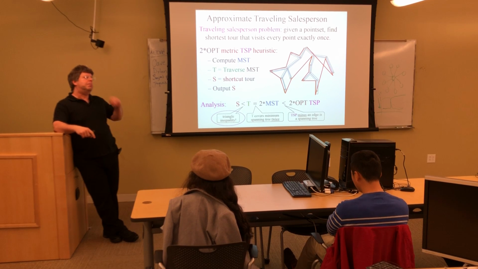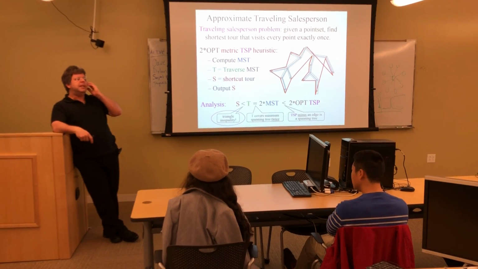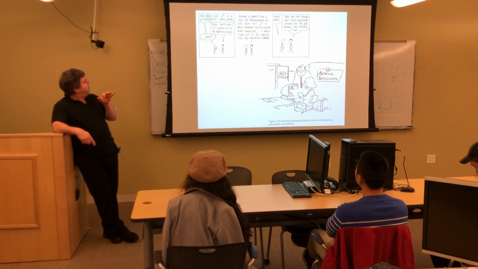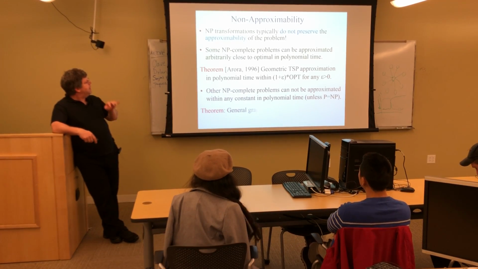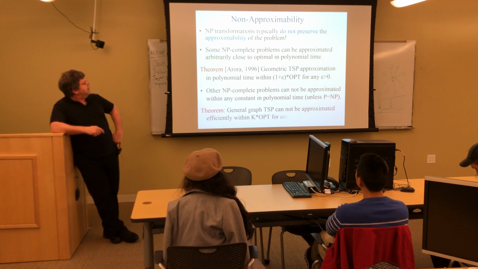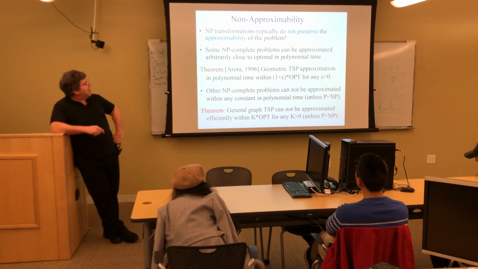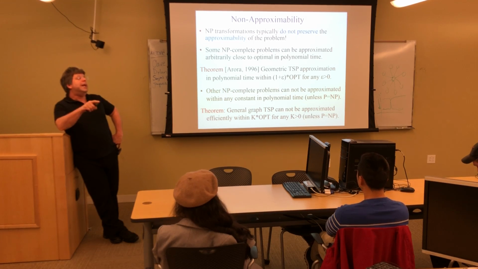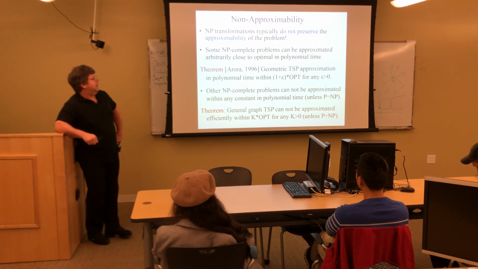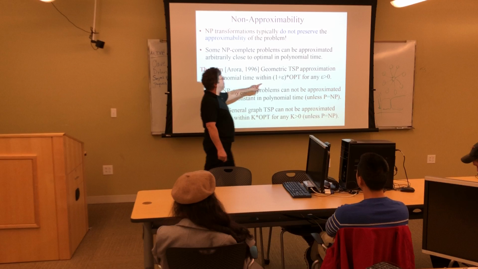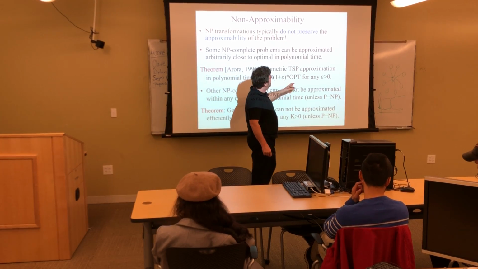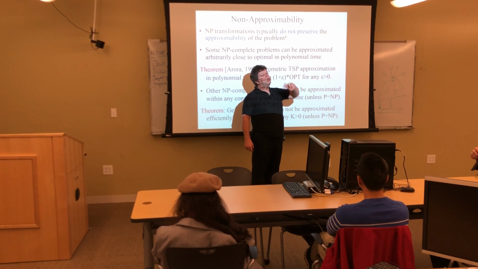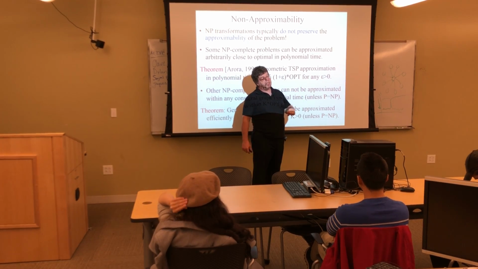So by PTAS, polynomial approximation schemes, he means polynomial time approximation schemes. There's heuristics. In fact, even for TSP, there's heuristics. Here's one by Arora for geometric TSP. You can get arbitrarily close to optimal. You get 1 plus epsilon times optimal for any epsilon that you get to choose. But the catch is that if you choose epsilon very small, like 0.1 or 0.01, it'll run in polynomial time all right, but the polynomial will be of degree inversely proportional to epsilon. The degree will be 1 over epsilon, roughly.